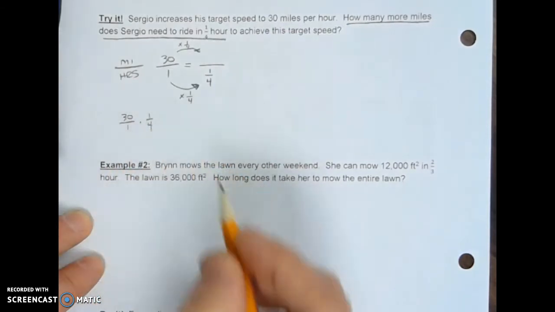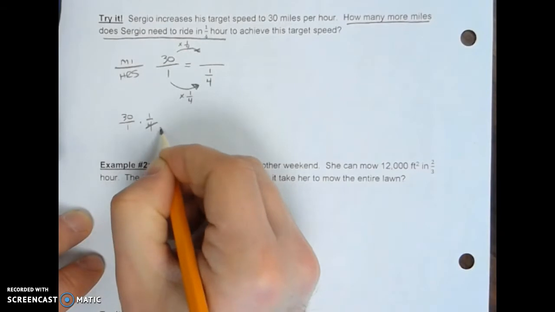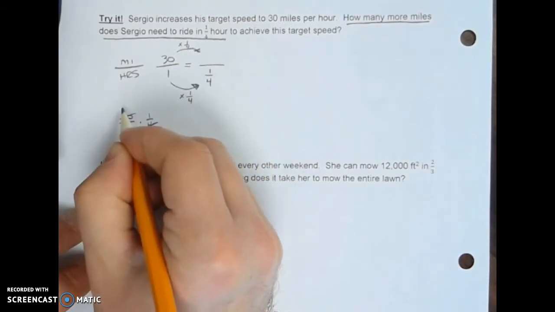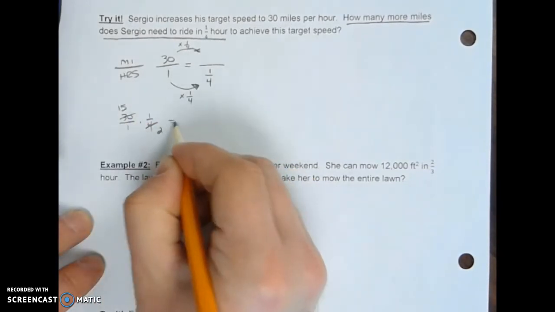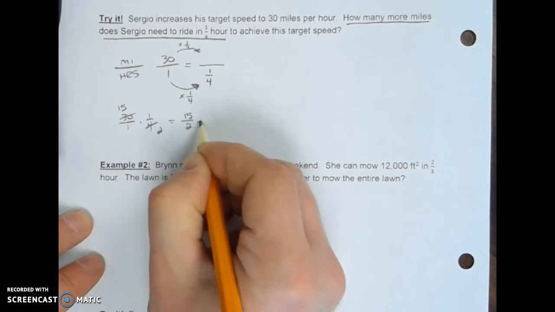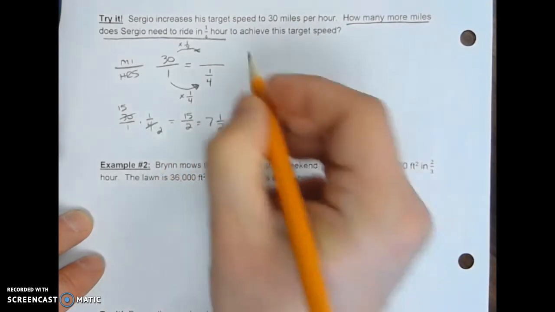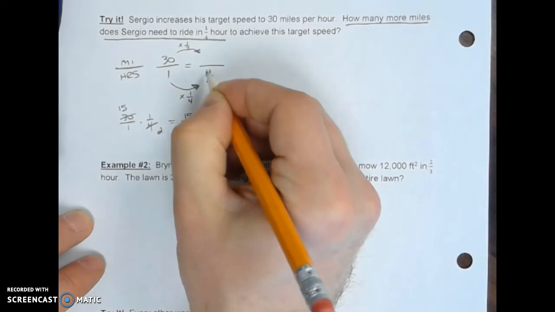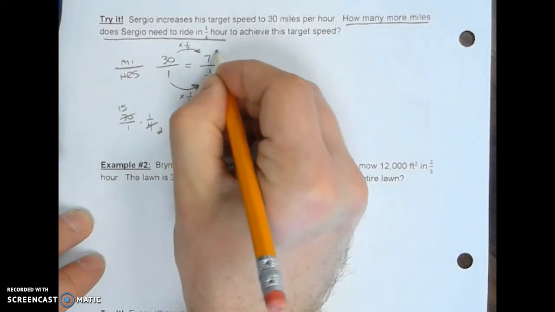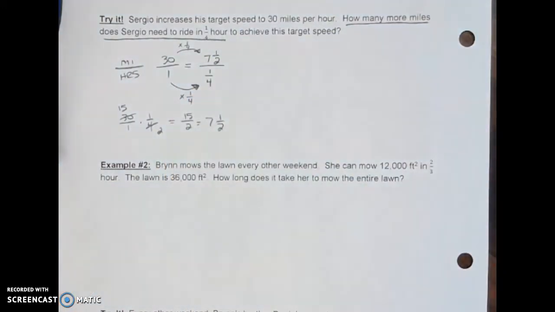4 and 30 have a common factor of 2. 2 goes into 4 twice, into 30 15 times. So this becomes 15 halves, which I know is 7 1/2. So in every quarter hour, Sergio's going to have to go 7.5 miles.